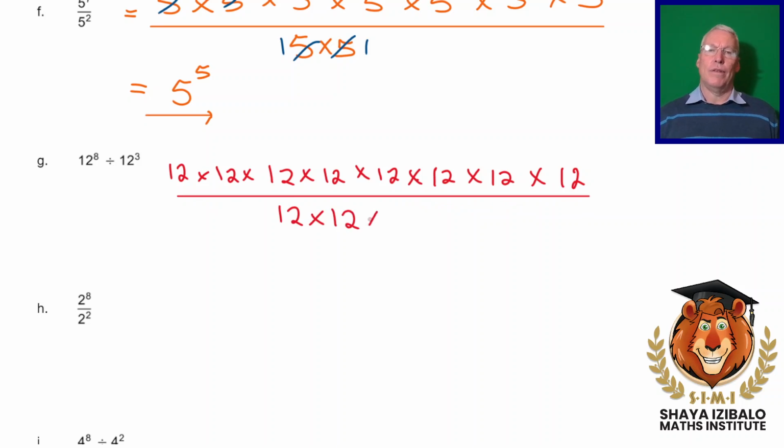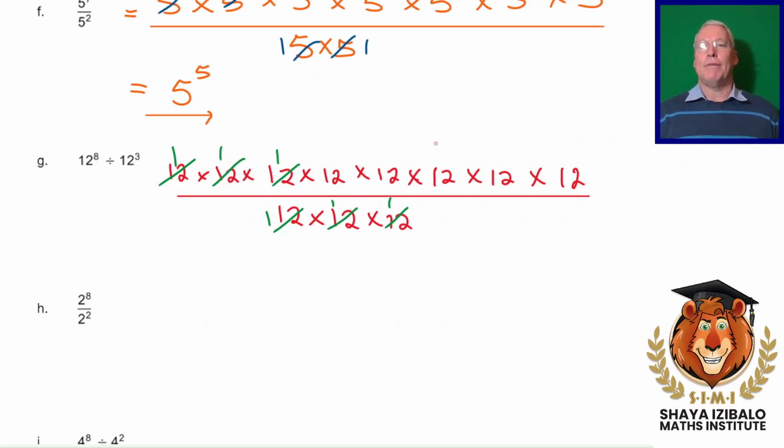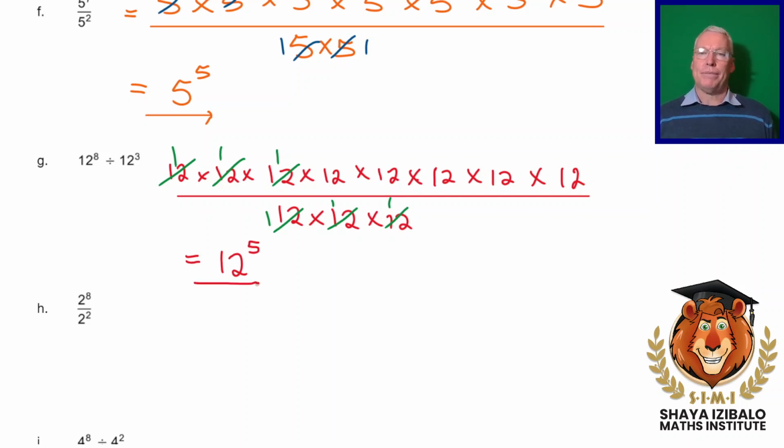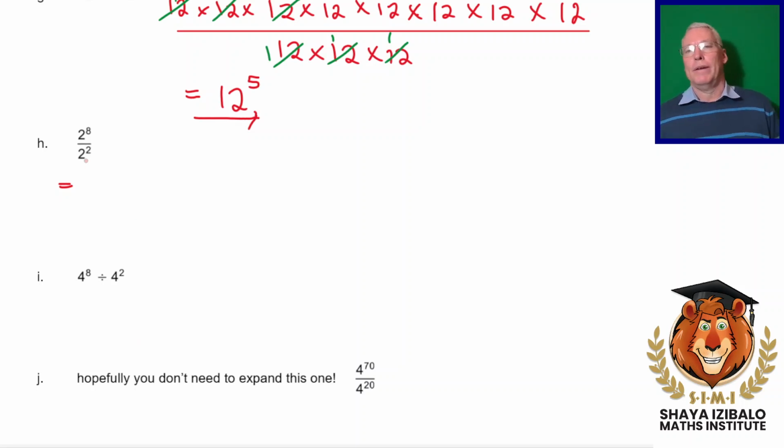1, 2, 3. Okay, let's divide the top by 12. Okay, goes in once. Bottom goes in once. Top by 12 goes in once. Bottom by 12 goes in once. Top by 12 goes in once. Bottom by 12 goes in once. How many 12s have we got left and where are they? There are 5 12s left. There's our answer.